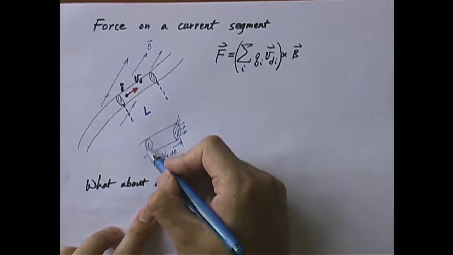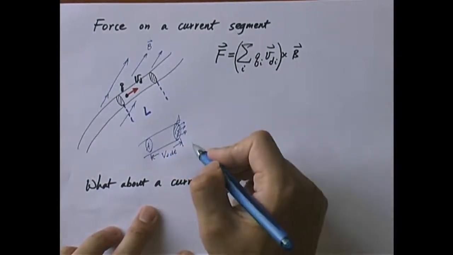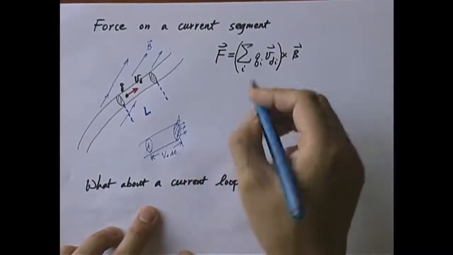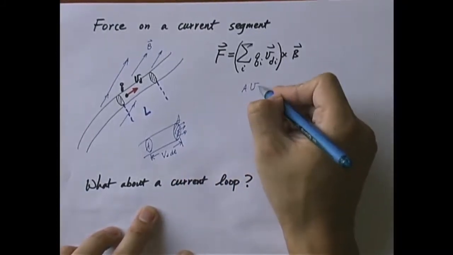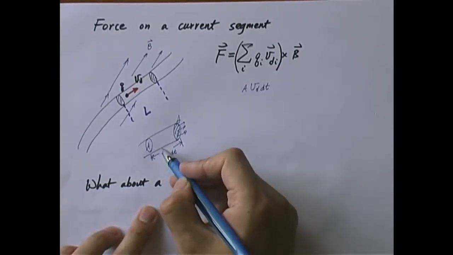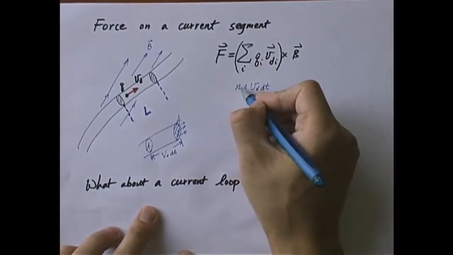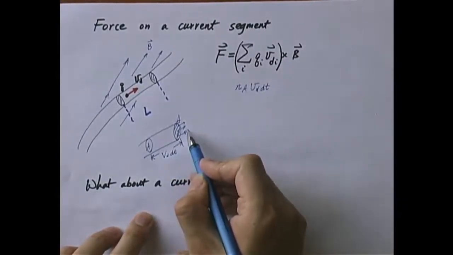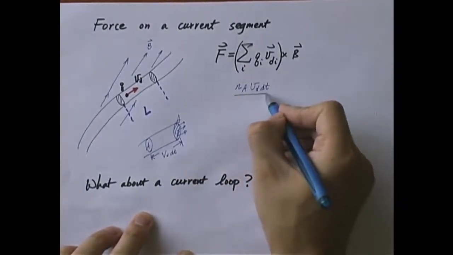It also has a cross-section area A, and therefore we know the volume. The volume of the cylinder would be cross-section area A times Vd dt. So A Vd dt. That is the volume. The volume times what? Times the number density. How many moving charges are there per unit volume? n. That will give us the total amount of charge going through. It will be dq.